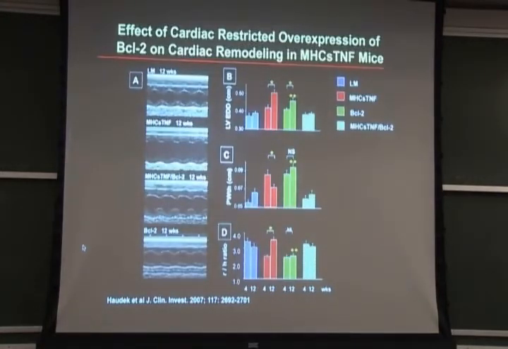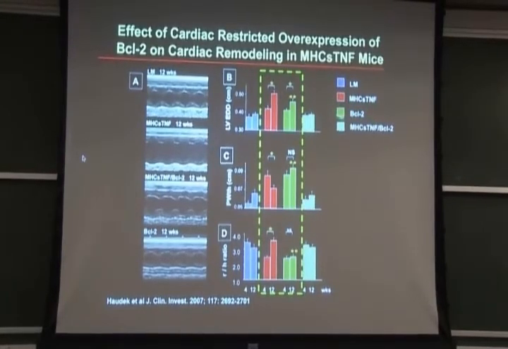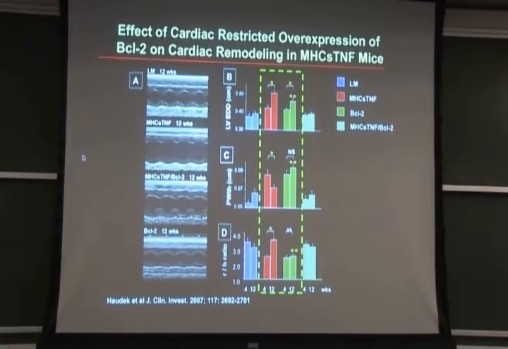And this is a busy slide, so I just ask you to focus in on the middle part here. So the TNF transgenics are shown in red. The bi-transgenic mice, actually this is mislabeled, are shown in green. And the interesting thing here is you can see that the TNF transgenics dilate, just like I showed you before. If you give the BCL2 or you create a bi-transgenic mice, you blunt the dilation a little bit, but not a lot.